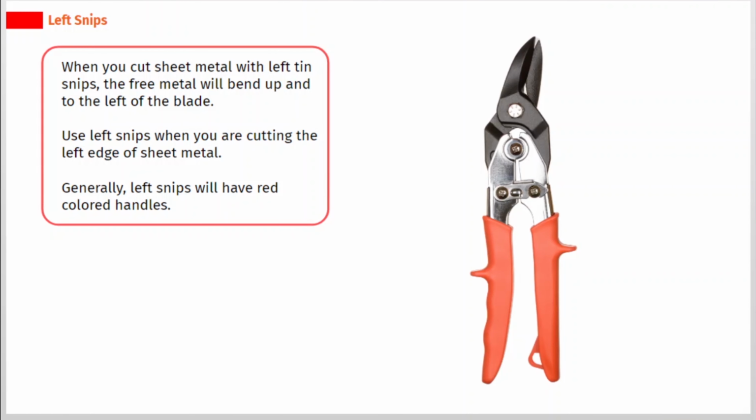When you cut sheet metal with left tin snips, the free metal will bend up and to the left of the blade. Use left snips when you are cutting the left edge of sheet metal. Generally, left snips will have red colored handles.